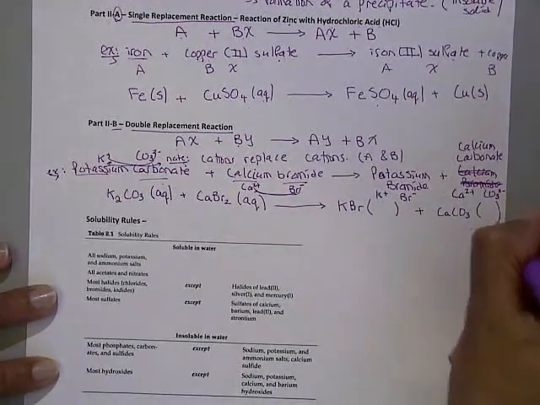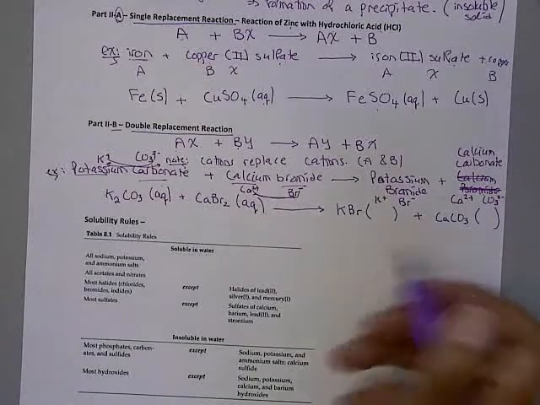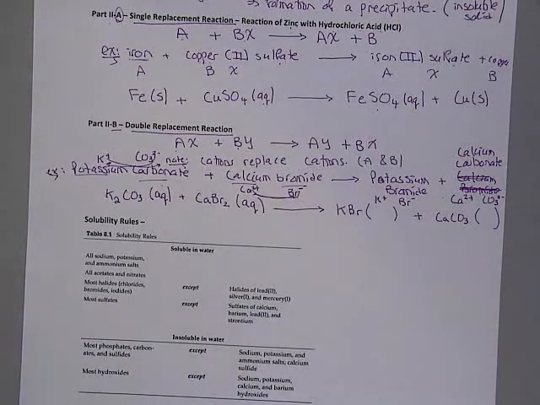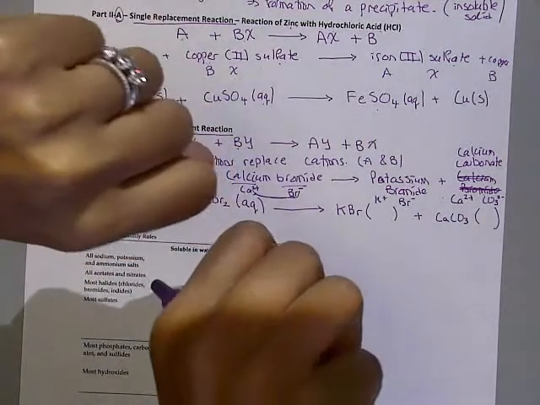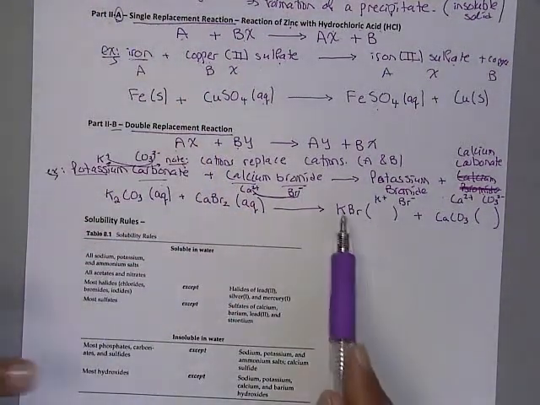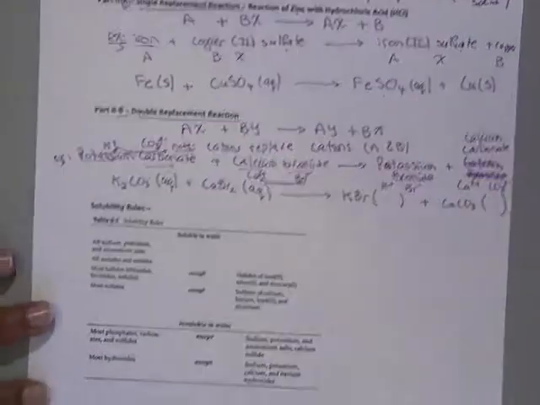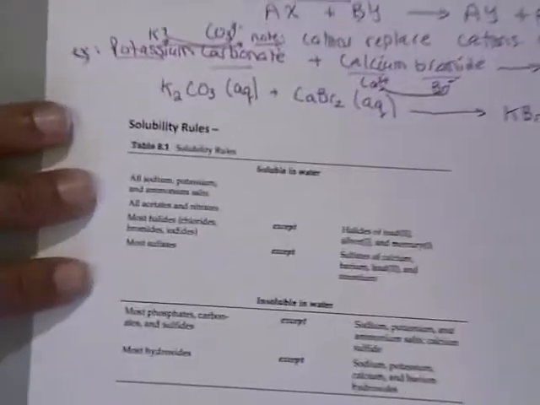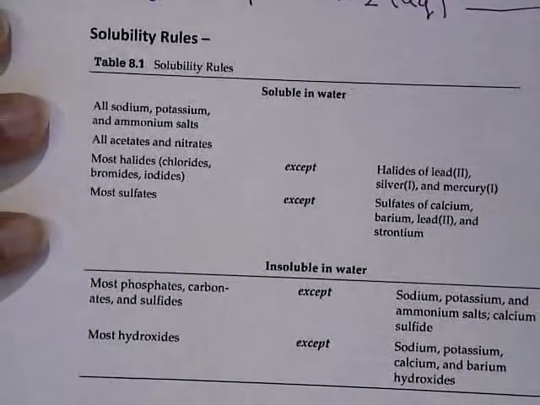So I don't know what my phases are because in lab, let's just pretend, I mixed 2 test tubes that were both transparent, mixed them into one another, and now I have a solid in my test tube. So what's my solid? Is it KBr? Is it calcium carbonate? That's where your list of solubility rules comes into play.